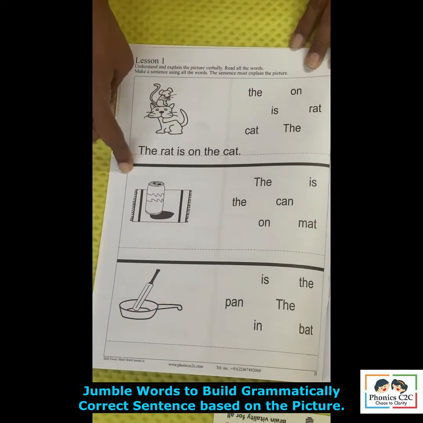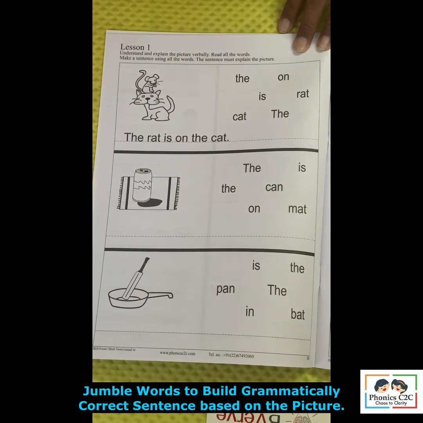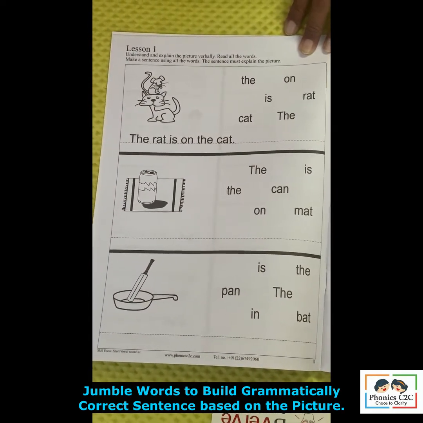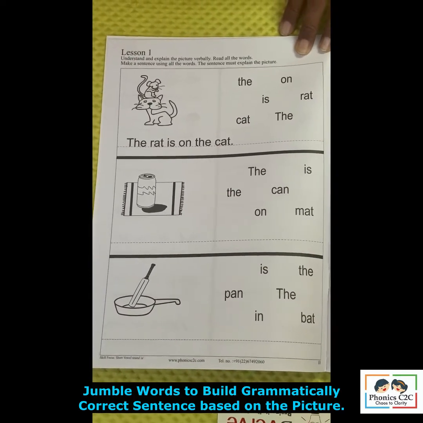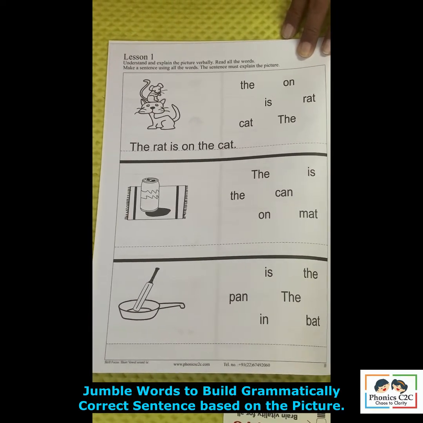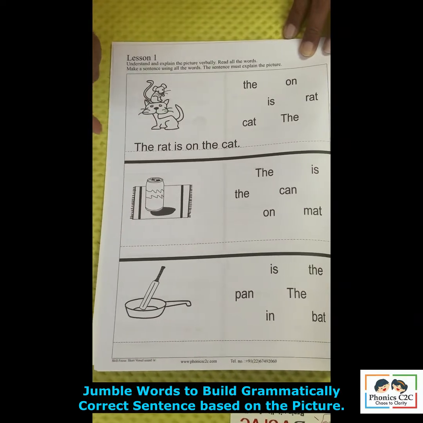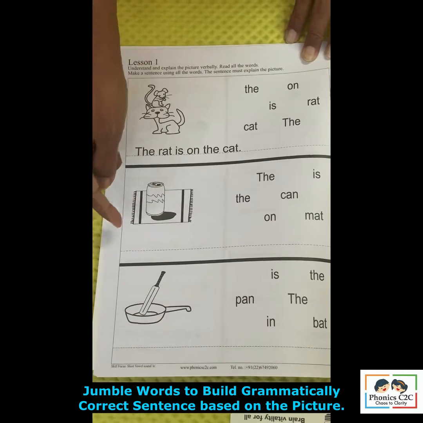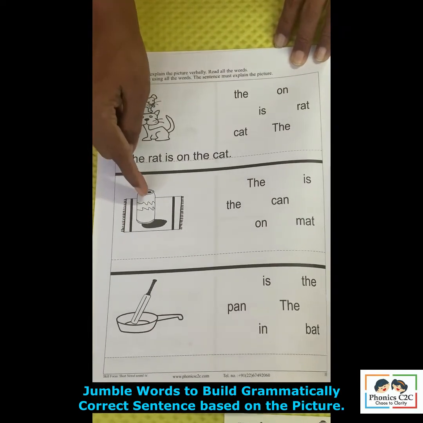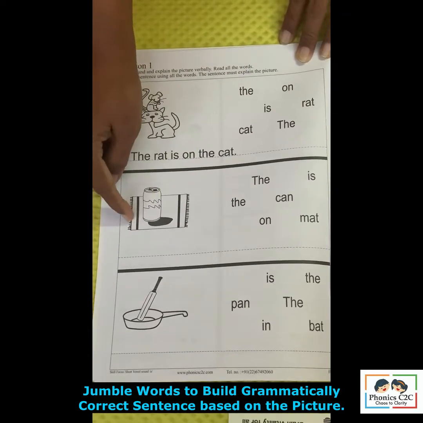This one here is a jumbled sentence. The words have been jumbled. This works on your grammar and your written expression. So this gives you practice. You have to know which object is sitting on which thing. So here the can is on the mat.